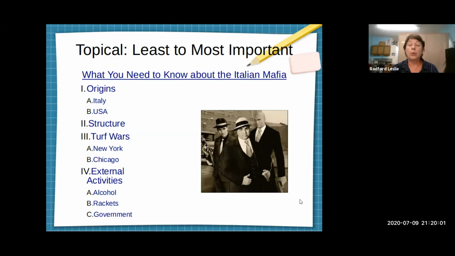Next up, one we've already worked with, least to most important. And again, to repeat myself, this is from the audience's point of view. So for this particular audience, how the mafia got started is least important. What's most important to them is their external activities, things that affected society outside the mafia, alcohol, the rackets, government, whatever. But you know about this, and you know it's least and most important because you want to end big, you don't want to end small. So, yeah.